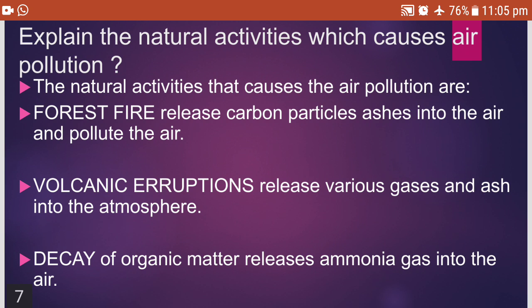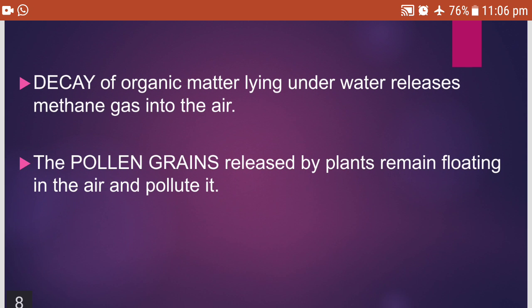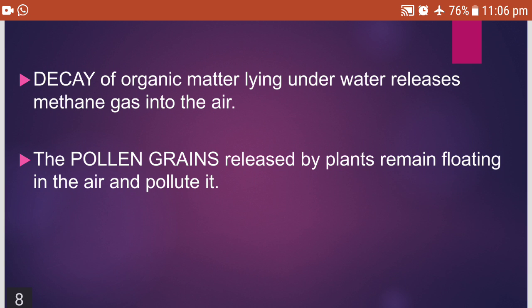Third one, decay of organic matter releases ammonia gas into the air. Fourth is the decay of organic matter lying underwater, which releases methane gas into the air. So whenever decomposition takes place by the bacteria, they release gases into the atmosphere, thereby causing air pollution. And the last one is the pollen grains released by the plants, which remain floating in the air and pollute the air. You know, many people are allergic to pollen grains.